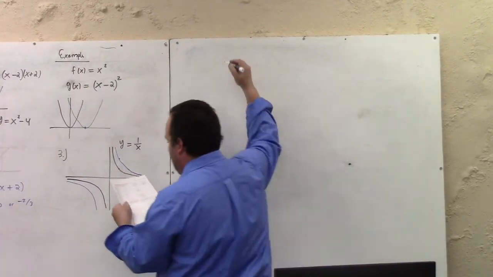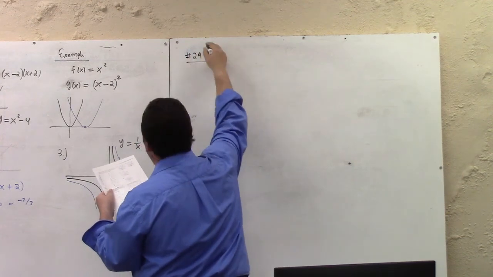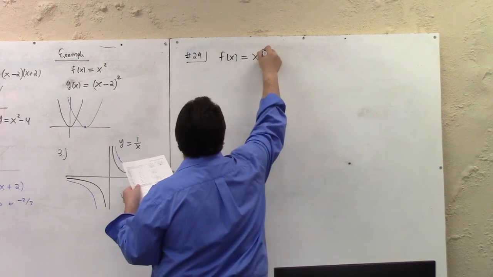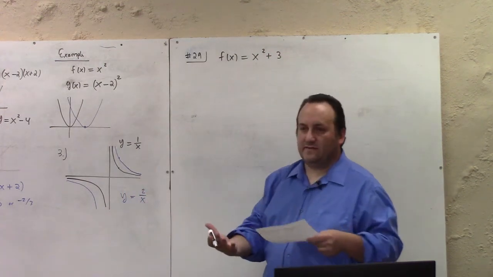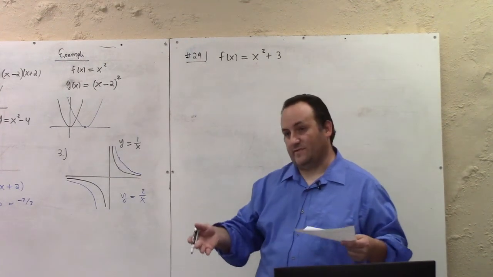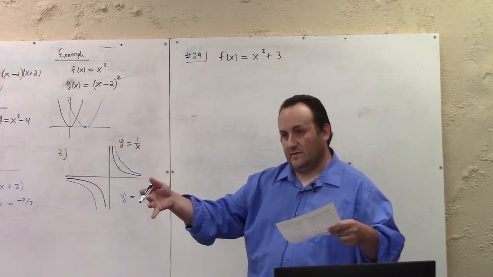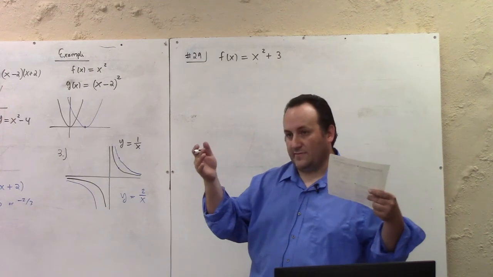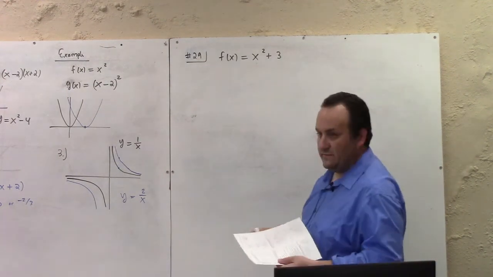So I'm going to write down this is number 29. Here we have f of x equals x squared plus 3. So starting with one of your fundamental examples, remember the fundamental examples I shared with you last time, those 10 basic example types: linear, quadratic, cubic, reciprocal function, the absolute value function. Starting with one of those basic functions, how do you get this one?